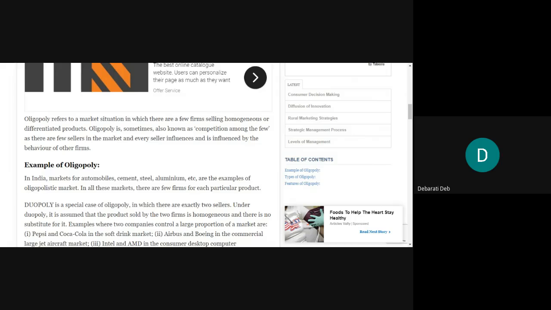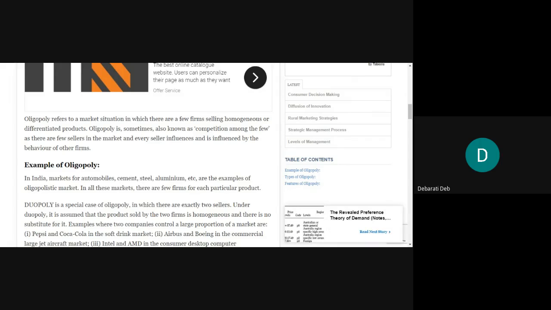Oligopoly refers to a market situation in which there are a few firms selling homogeneous or differentiated products. Oligopoly sometimes is also known as competition among the few, as there are few sellers in the market and every seller influences and is influenced by the behavior of the other firms.